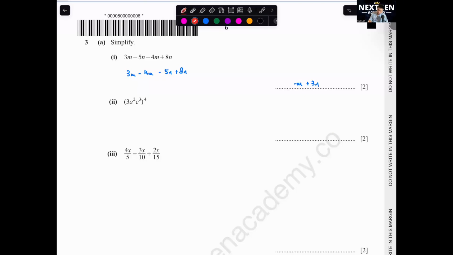The next one is indices. Whenever you have a power of 4, don't make the mistake of only multiplying the last one. You have to apply the power to every single value here. So this will become 3 to the power of 4, a to the 2 times 4, c to the 3 times 4, which gives 81, a to the 8, c to the 12.